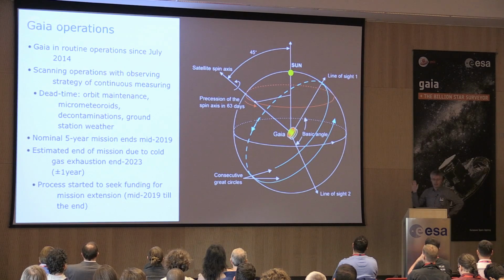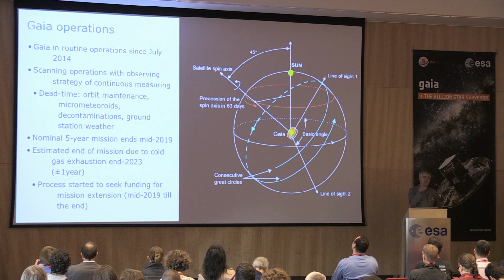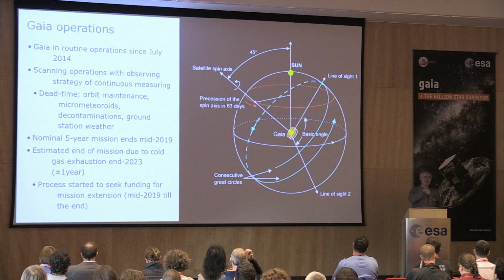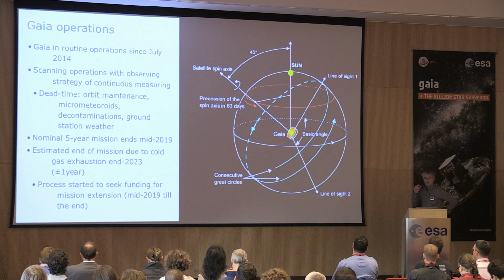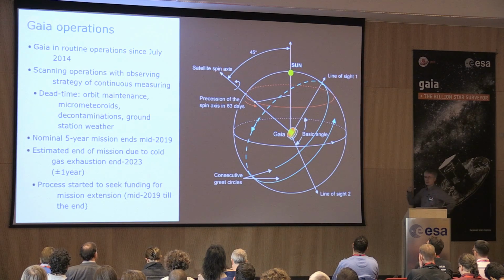The advantage of scanning is that we are observing all the time, 24 hours. We are all the time collecting real data. Of course, there is dead time. This was already anticipated before the mission. So we have to do orbit maintenance, typically once a month, but sometimes we can skip one because the orbit is good enough. We don't have to correct for it.